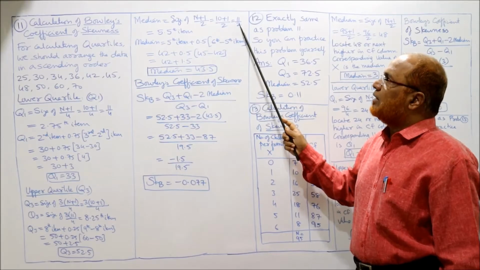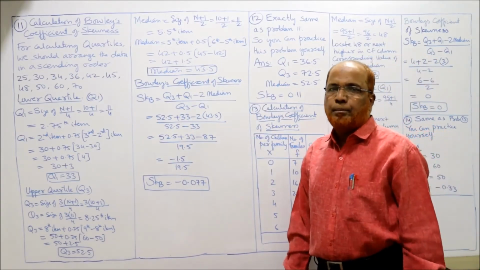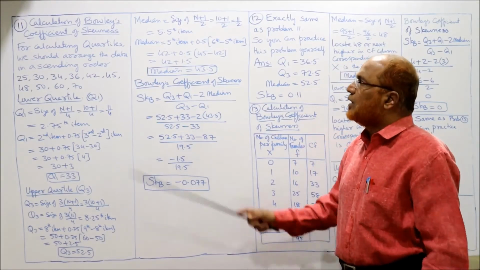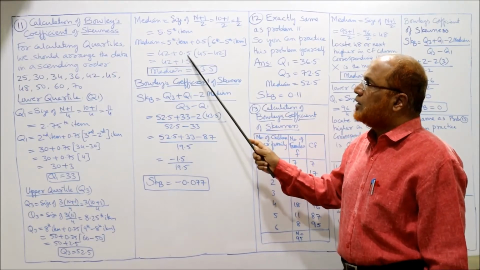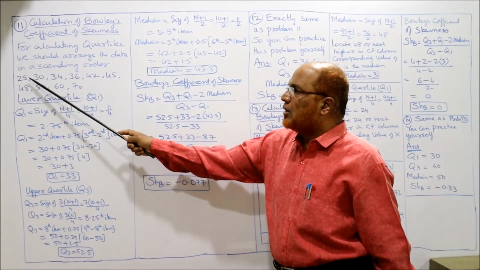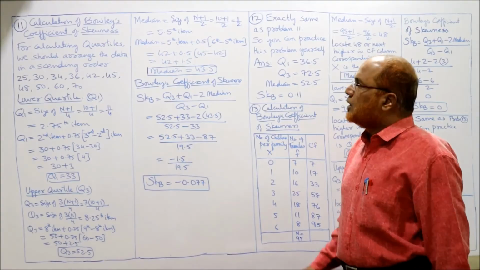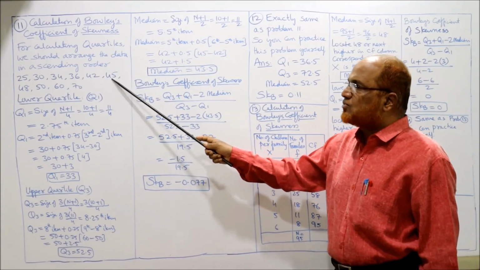10 plus 1 by 2, 11 by 2, 5.5th item. Between the 5th item and 6th item lies our median. So median is equal to 5th item plus 0.5, so 0.5 into 6th minus 5th. What is the 5th item here? 1, 2, 3, 4, 5. 5th item is 42. So we'll take 42 plus 0.5 into the 6th item, which is 45.